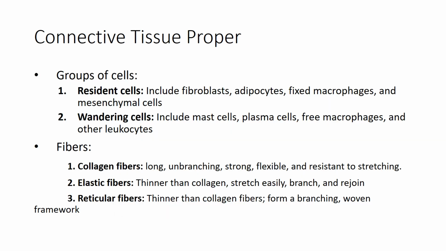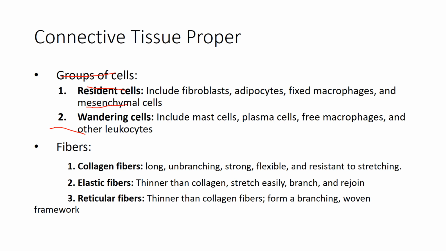So when we look at connective tissue proper, there's two main things that we need to consider. The first one is going to be the group of cells that compose it, and the second are going to be the fibers. So when we talk about the groups of cells, we have resident cells and wandering cells. Resident cells means that it's going to stay in place. They're going to be fixed in a location.